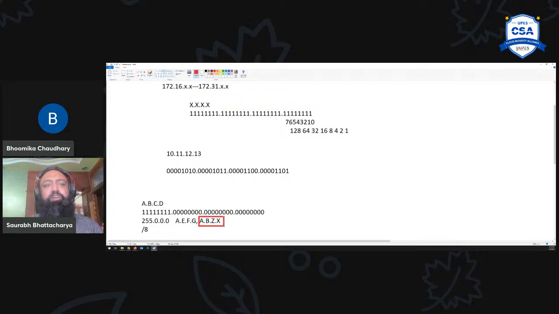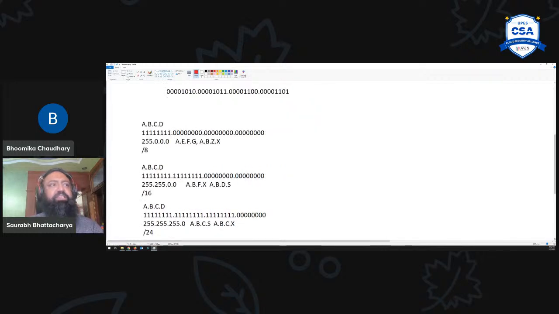Then A.B.Z.X can be a valid IP. So anything, the second, third, fourth parts, they can change. And that means you will get a lot of options, a lot of permutation combinations, a lot of IP addresses for your servers.